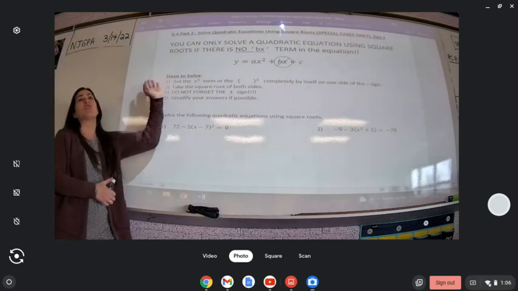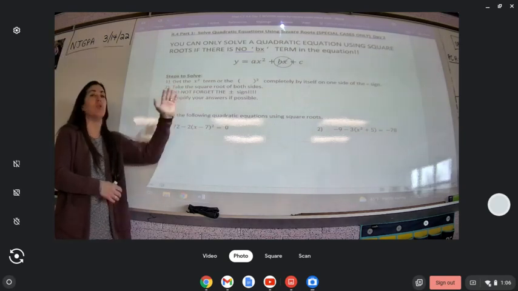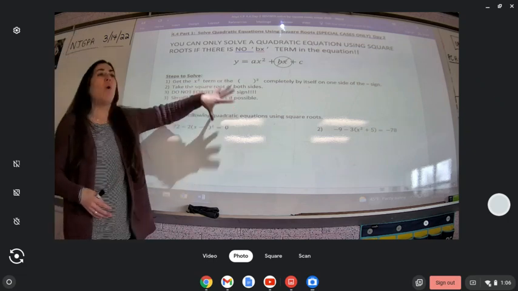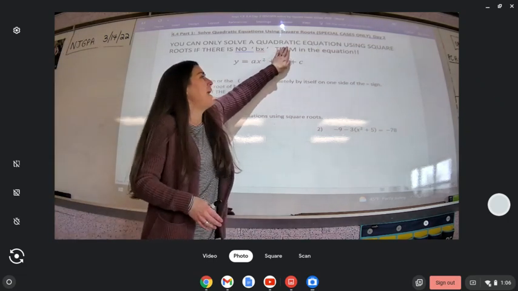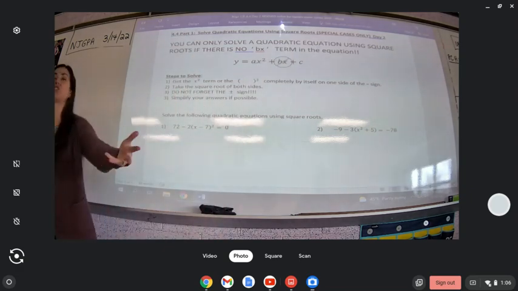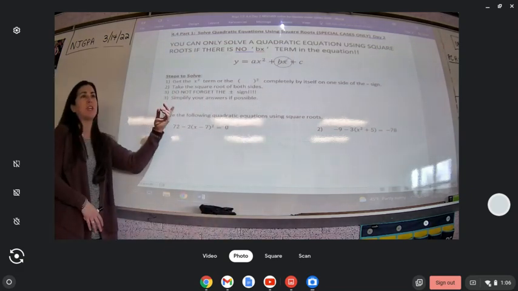So we are at section 4, solving quadratic equations using square roots. Remember, not every quadratic equation can be solved using a square root. You are only able to solve quadratic equations that do not have a bx term. If there is no bx term, you will be able to solve that using square roots. So I copied the steps again for you.